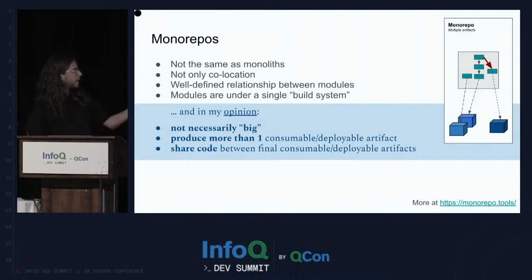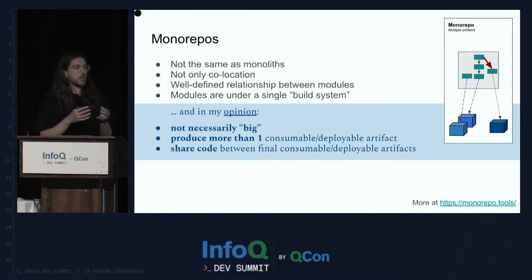Okay? Then in the blue box are things that are not very well defined when talking about monorepos, but I wanted to give you my opinion and what I understand as a monorepo. So monorepos are not necessarily big in the sense of there's a lot of code there, a mess everywhere, nobody knows what depends on what. No, that's not the case. Also, for me, monorepos are repos that contain code that produce more than one artifact that is interesting to you after the build, right?